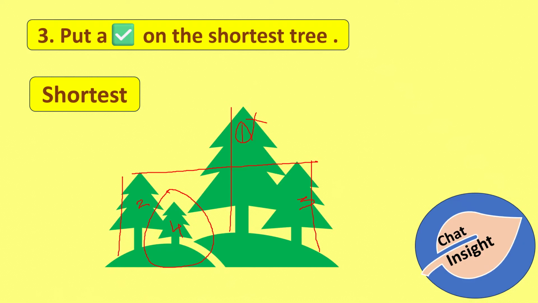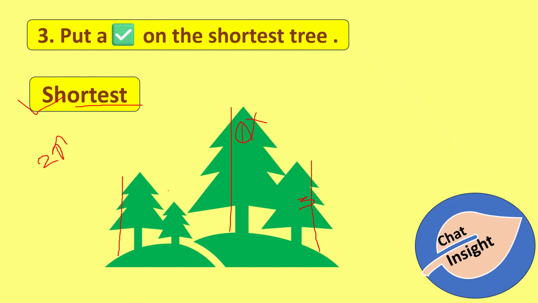When we compare more than two or three things and look at which one is the shortest, look here: when we use the shortest, that means we take more than two objects, more than two images or objects here, to find out which one is the shortest. Okay, very good. Hope you understand that.